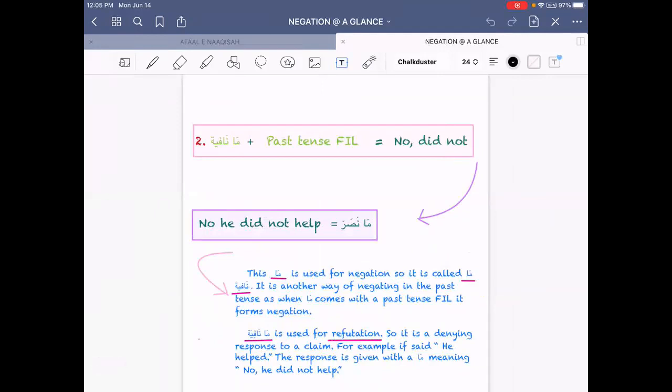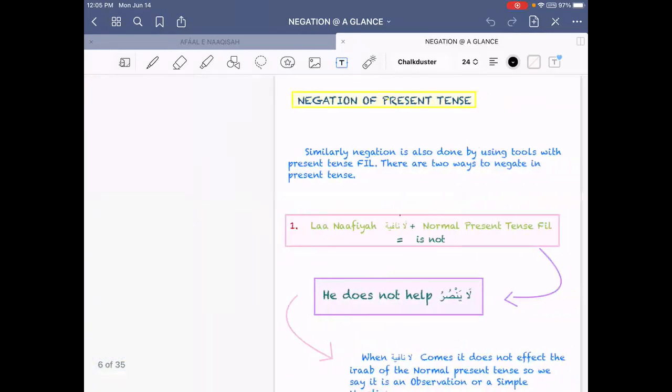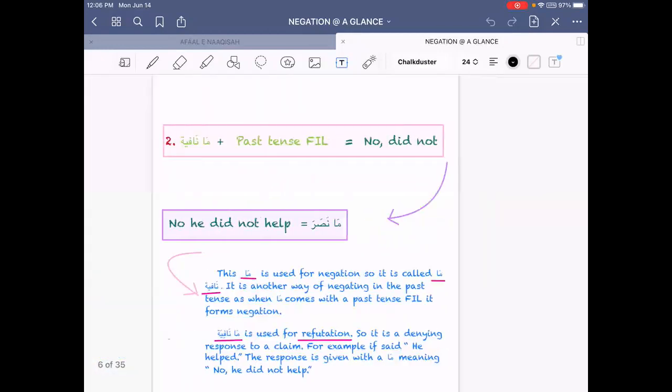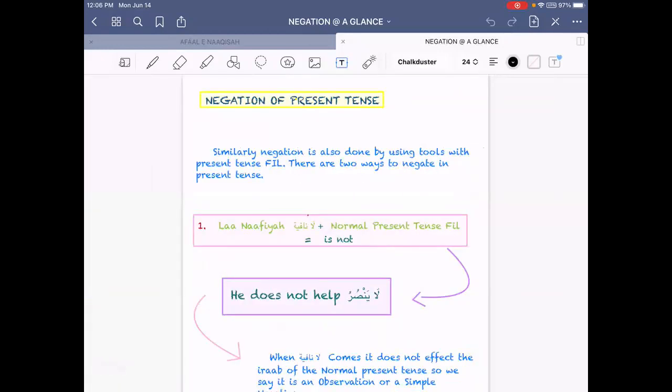The second tool we can use in past tense is the past tense itself with ma nafia. And we know ma nafia makes two meanings come into the sentence, one of negation and the other of refutation. So we won't say he did not help, we will say no, he did not help. The first no is for refutation, and the second no or not in the translation is for negation. So we have two tools for past tense. Then we have some tools for present tense too.